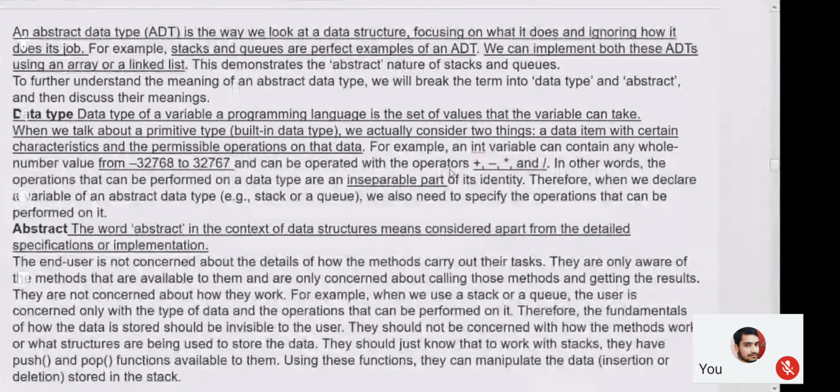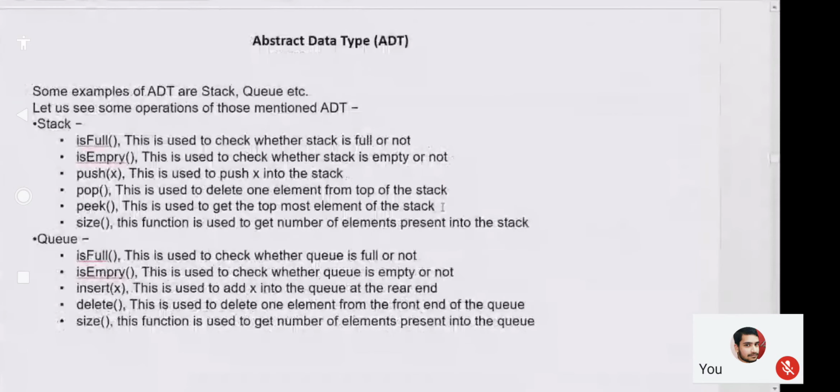Sir, when we implement some function, we do not know what is happening behind the scenes. Then what is the difference between ADT and its implementation? I mean, sir, both sound almost similar. Please repeat the question. Okay, I get it.